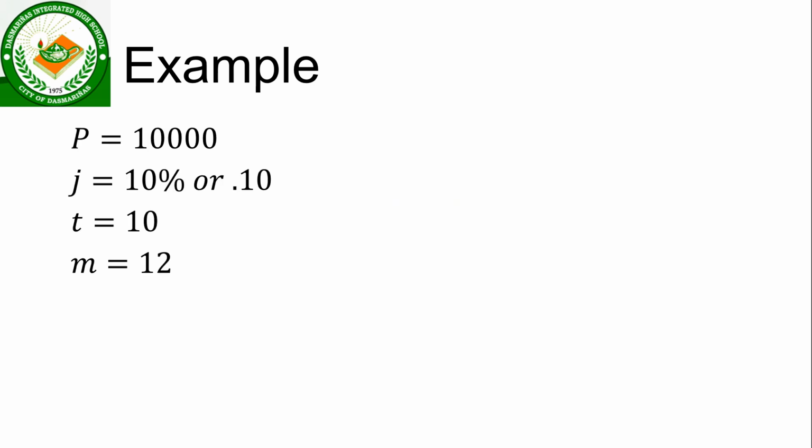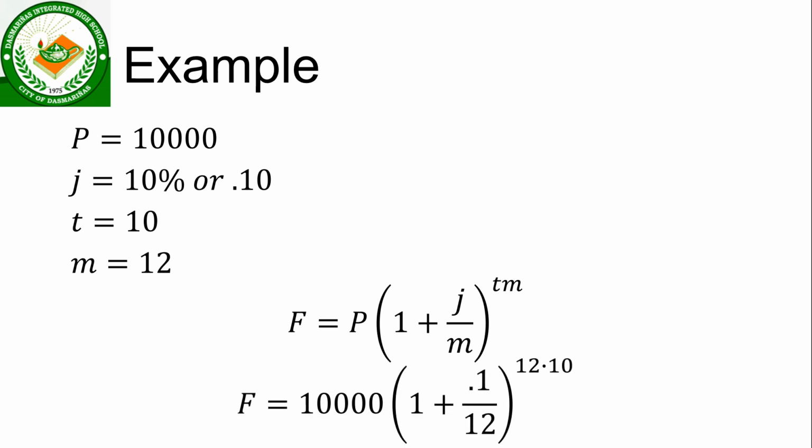Okay? So this is the given, and this is our formula. Replace the variables by their values. So we have P as 10,000, J as 0.1, and we have TM. T is 10, M is 12. I just switched those two. And we also have the denominator as 12 because M is 12.